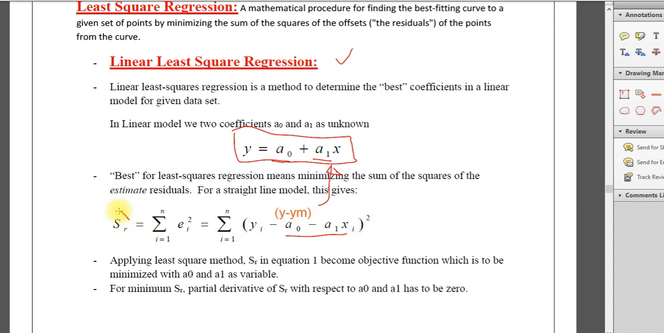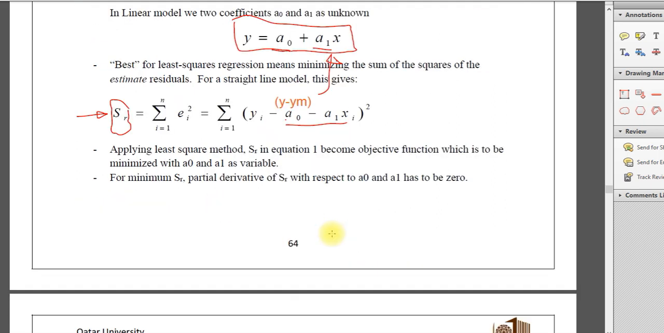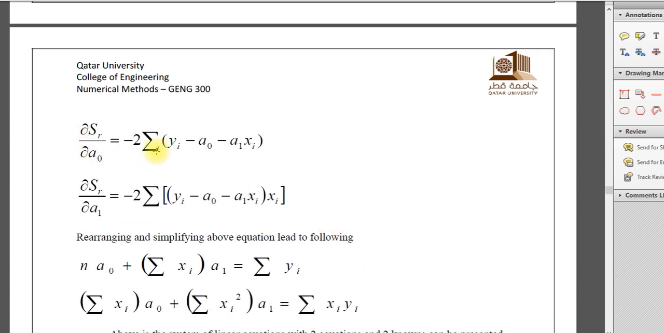So minimizing the sum of the error square, SR. This one is the objective function to minimize with respect to what? What is the variable here? a0 and a1, they are the variables. So if we apply the calculus you learned in earlier courses, in order to minimize the function SR, you differentiate with respect to variables a0 and a1, and for maxima and minima we are looking for the minima of SR.